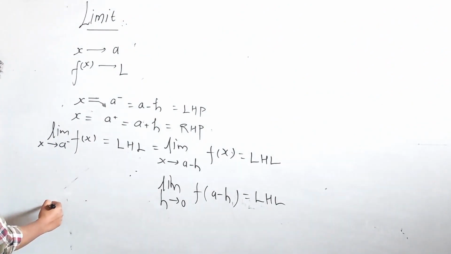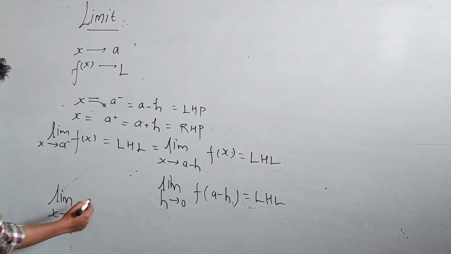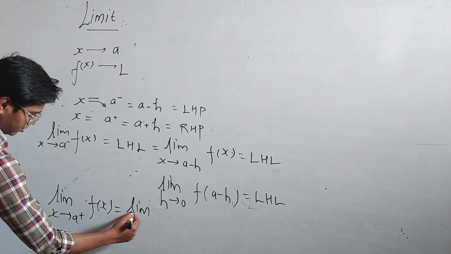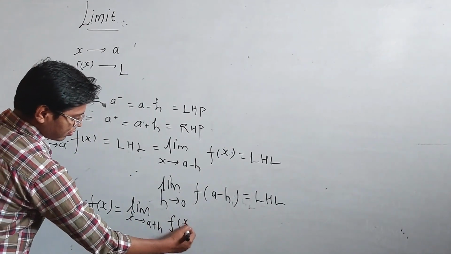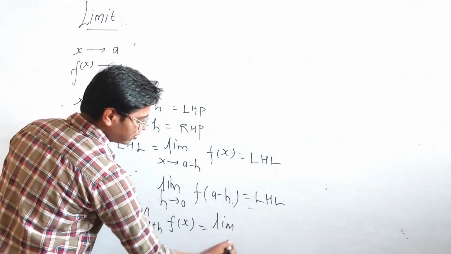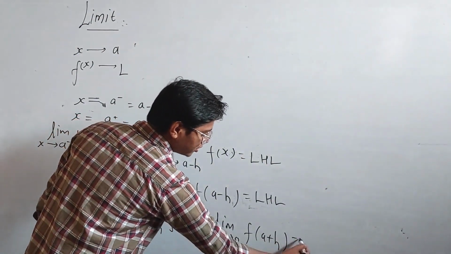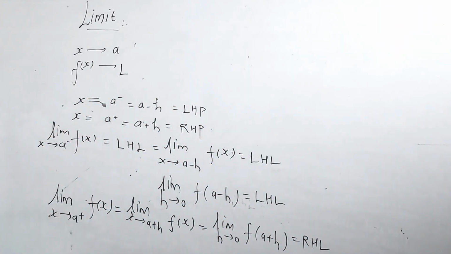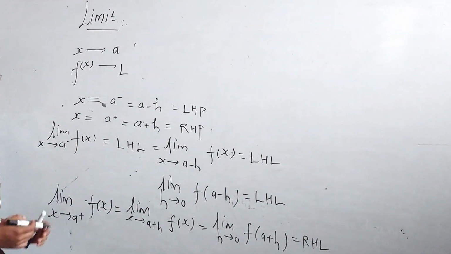Similarly, if we take the right hand point, that is limit x tending to a plus, that can also be written as limit x tending to a plus h of f(x). If we put the value of x as a plus h, then h tending to 0, that is limit h tending to 0 of f(a plus h), that is called the right hand limit. So in this way, conventionally we can calculate the right hand limit and left hand limit.